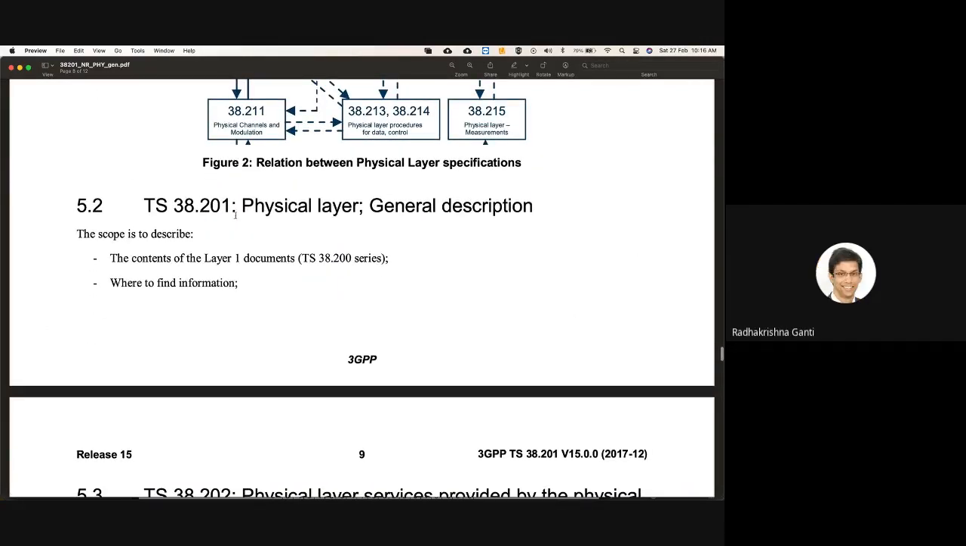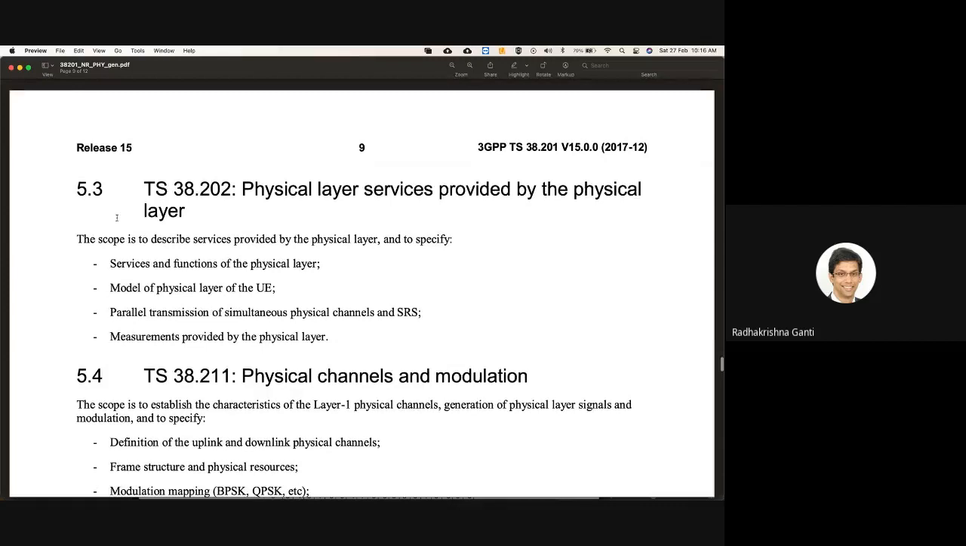Okay. So 38201 is this document. So essentially, the scope. Now he's going through each document and telling what it does. 38202, sir. You can read this part. Okay. Essentially, to specify the services and functions of the physical layer. It's a very high-level document.